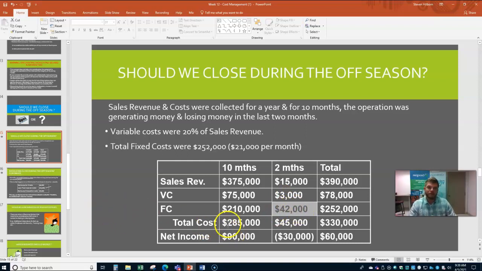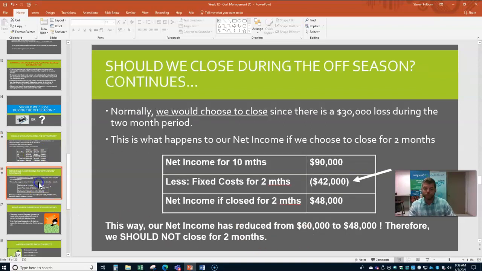So when you first look at this, you say, hey, close for 2 months, we'll keep 90, and it's not true. What would happen is that we would only have $48,000. So by looking at this, do you want $60,000 and remain open for 12 months, or do you want $48,000 and only stay open for 10? Now, depending on the ownership, $12,000 and having 2 months of vacation, that might be worth it to some people. It all depends where your priorities lie.